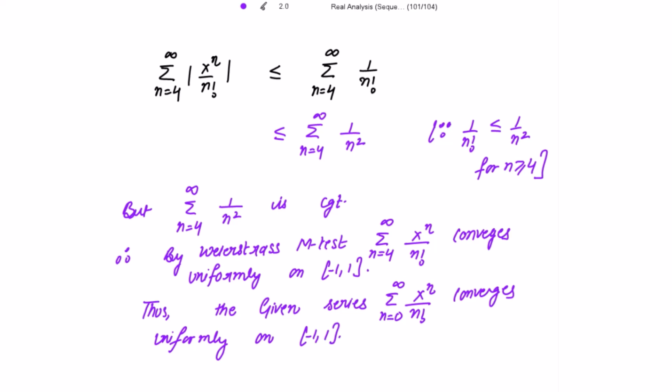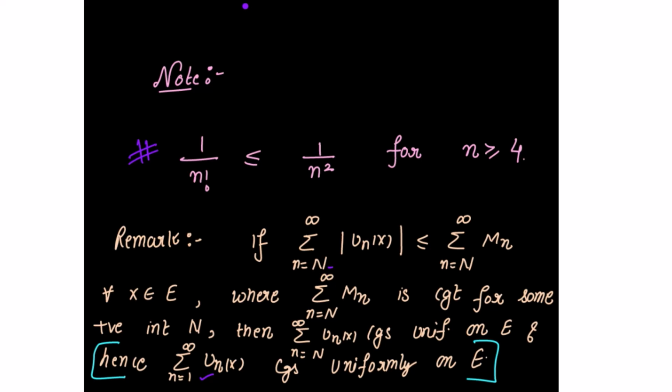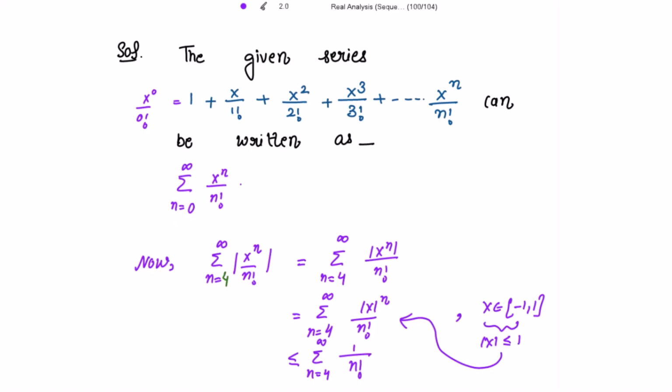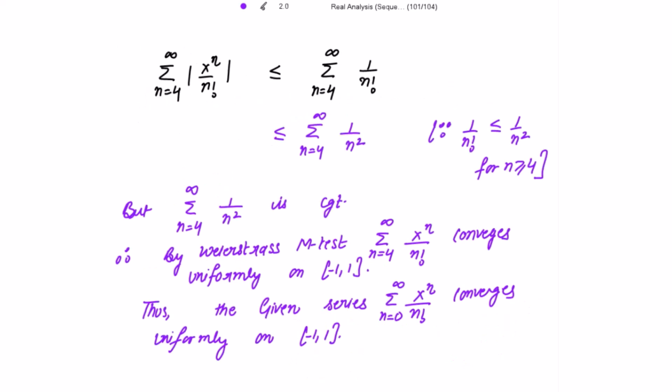By the other remark, please read that. The point in the blue bracket is very important. Let's read the remark first. If summation n starting with capital N to infinity of mod u n x is less than or equal to summation n starting with N to infinity of M n, in the proof we have started the series with n equal to 4, right? Where the right hand side summation n starting with 4 of M n is convergent for some positive integer N, then the infinite series that starts from capital N, that is 4, of u n x converges uniformly on E, and hence the infinite series that starts from 1 of u n x converges uniformly on E. But because in our case we have started n with 0, that is why we have written here that the given series summation starting with n equal to 0 to infinity converges uniformly on the closed interval. Right? Clear? Okay. Thank you.